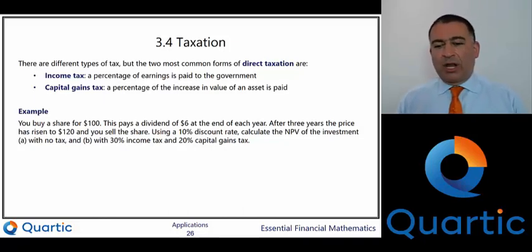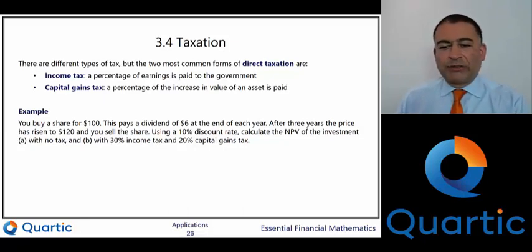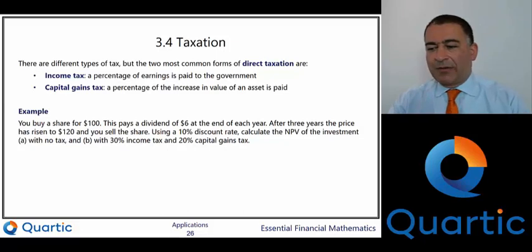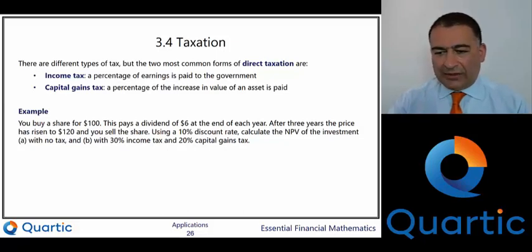You buy a share for $100. This pays a dividend of $6 at the end of each year. After 3 years, the price has risen to 120 and you sell the share. Using a 10% discount rate, calculate the NPV of the investment with no tax, first of all.